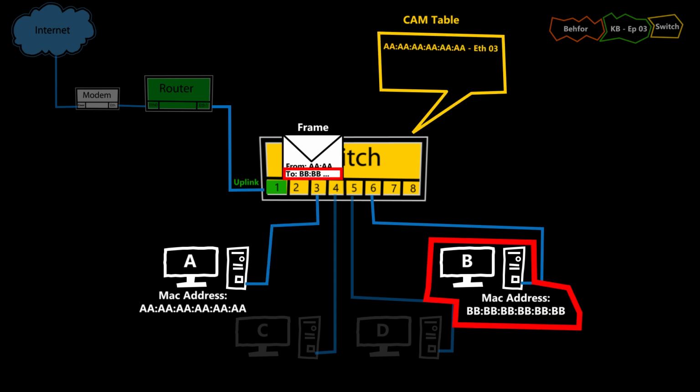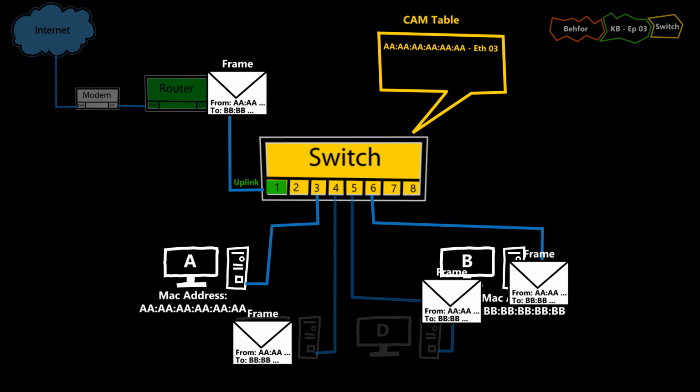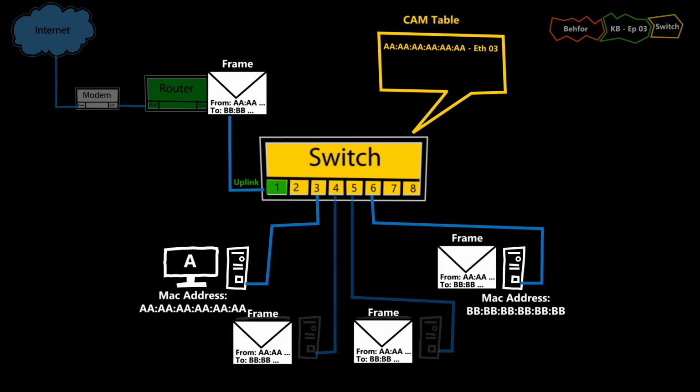Now, as far as the destination MAC address, the switch doesn't know which port that device is connected to yet, because there is no information about it available in the CAM table. So it will send out the frame to all ports except the one that it was received on. But only the right device with the right MAC address will use the frame and the rest of them will just drop it.